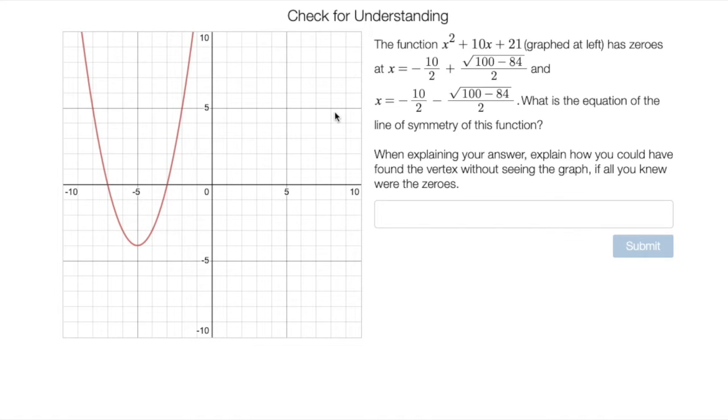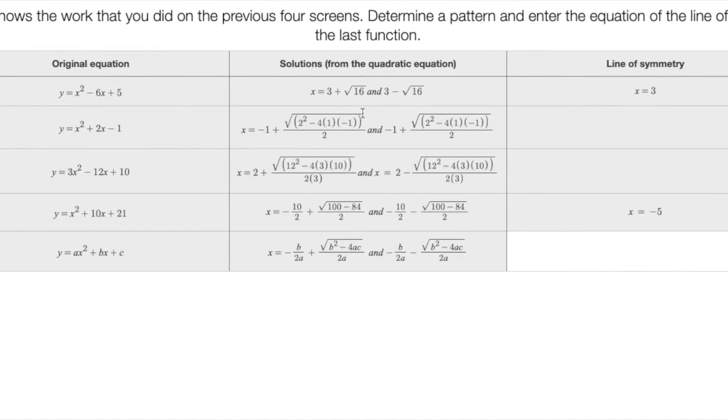What I want you to pay attention to is this. If this is one of the zeros and that's the other zero, you want to know what the line of symmetry is. How could you have found the line of symmetry without seeing this graph just by looking at these zeros? Finally, you're going to look for a pattern here.